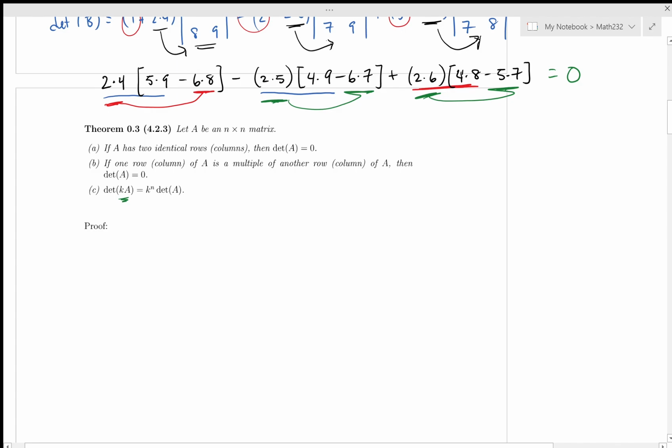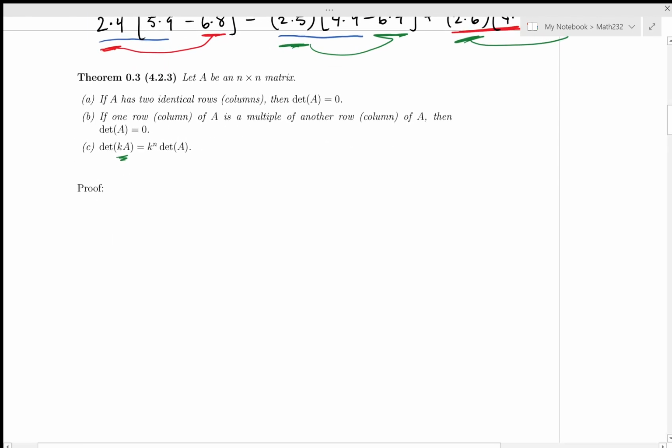Okay, so let's just look at a couple of proofs. Might be a bit of an exaggeration, but we'll just sketch out why these have to be true. So let's take a look at A. We know already from the previous theorem that if we exchange 2 rows, that implies that the determinant of B is equal to minus the determinant of A, if B is exactly like A, but with 2 rows switched.